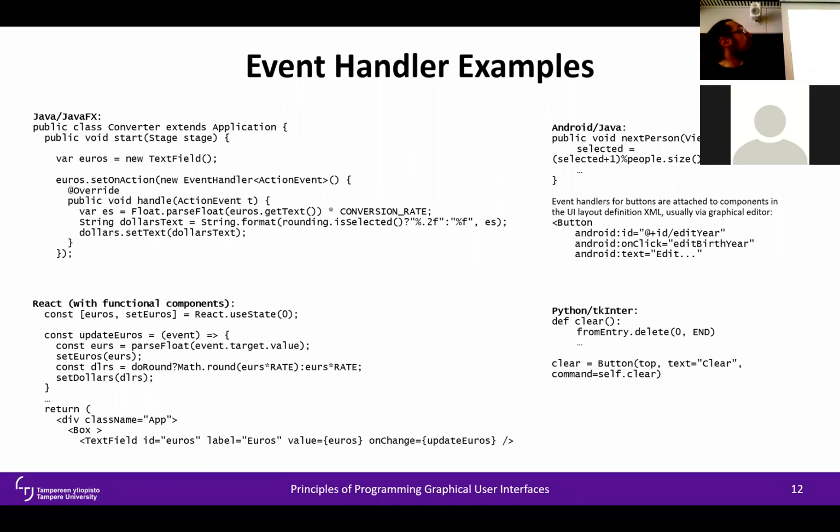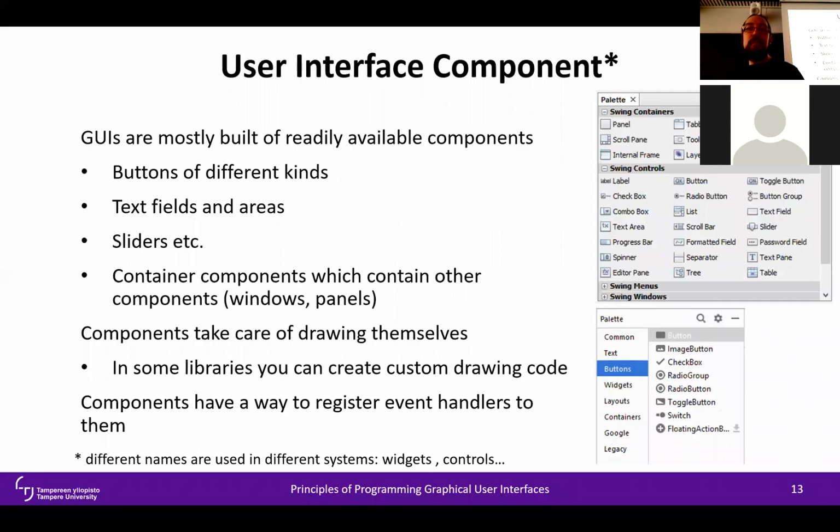Well, a little bit different code there, but examples from Android programming and Tkinter programming. User interface components, as said, are an important part here, and there are different libraries, but the same fundamental components, of course, have existed since the 80s at least. We have buttons of different kinds, text fields, text areas, sliders, but also container components, which can contain other components, like some sort of panels that you can use to group other components together and put borders around them and so on.